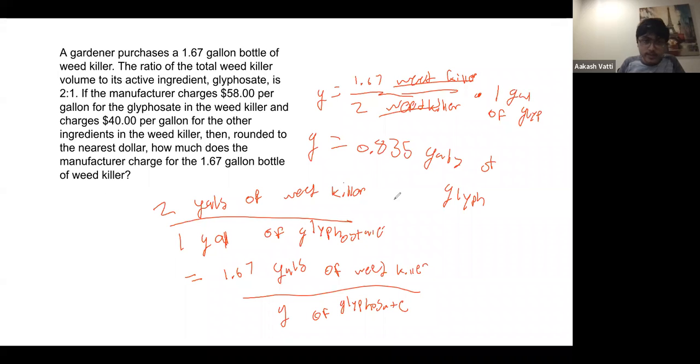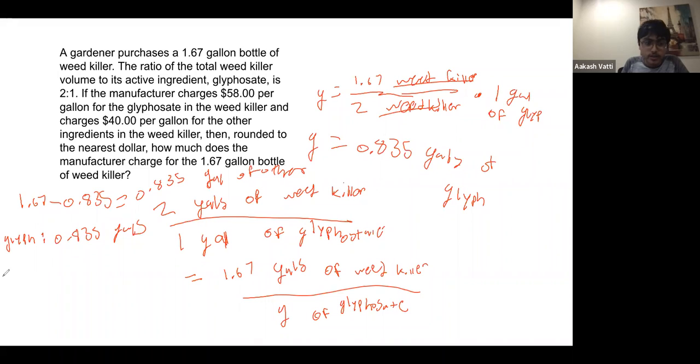So this means that there's 0.835 gallons in 1.67 overall. So you do 1.67 minus 0.835 to get the amount of other ingredients in there, which is 0.835. If you see me looking down, it's because I did this on my calculator. So now you have two variables: GLYP is 0.835 gallons, and other is 0.835. So you have equal amounts.